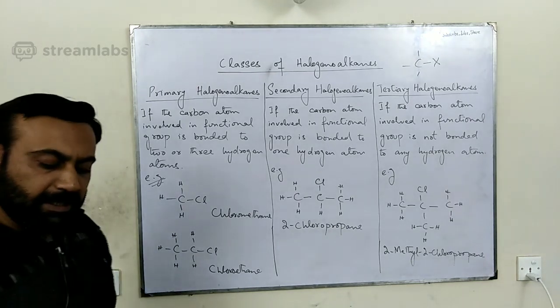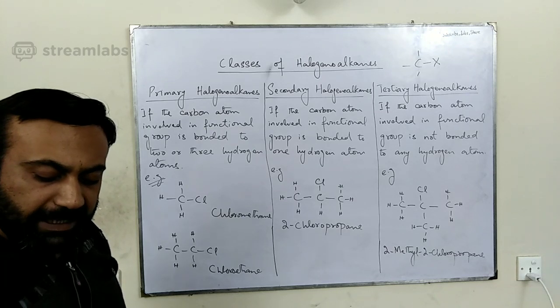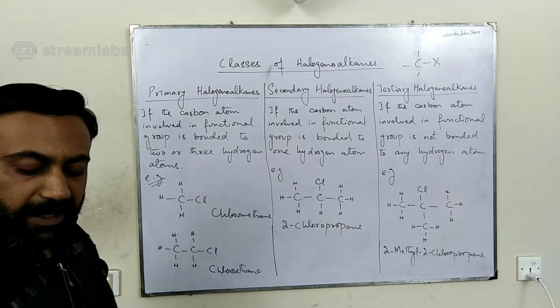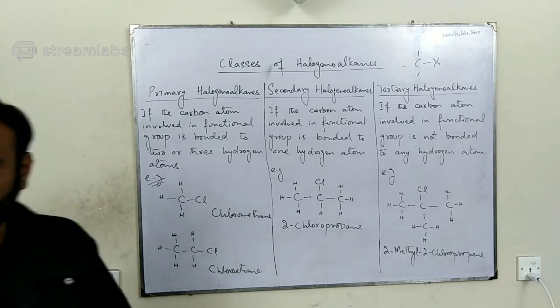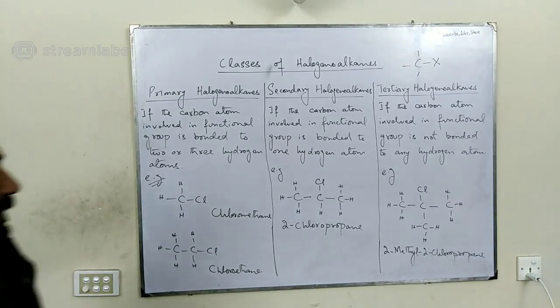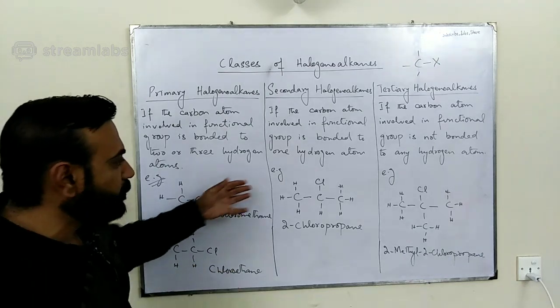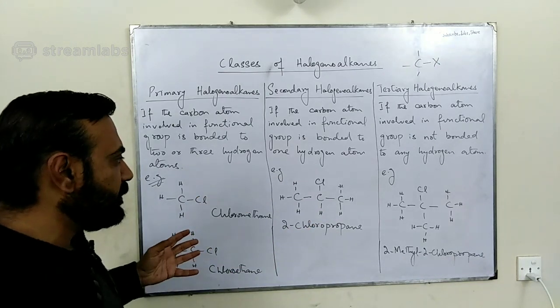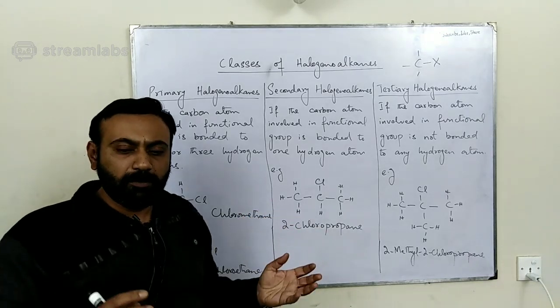Okay, there is a question. Can the number of chlorine atoms involved change its class because the number of hydrogen atoms could be different? First thing is that I gave you examples involving chlorine atoms only. There could be any halogen atom, it could be bromine, it could be iodine.